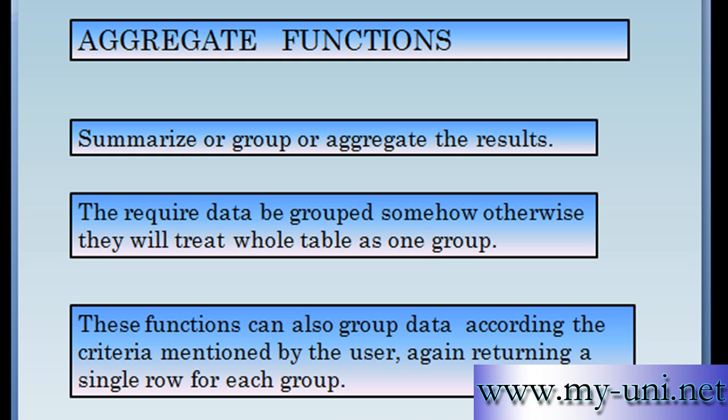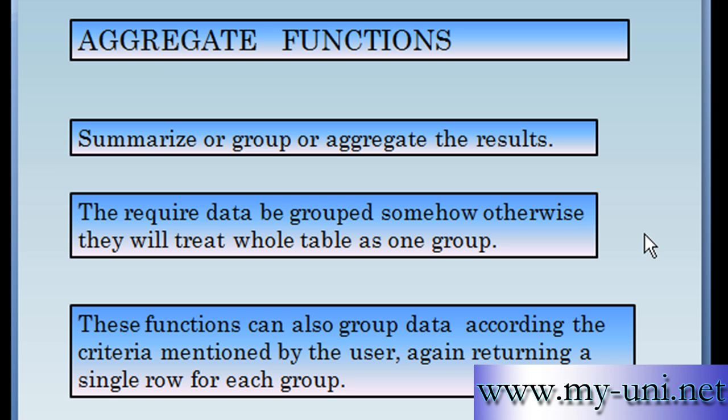So group functions now. Back to group functions or aggregate functions. What these functions do, they summarize or group or aggregate the results, and that's why they're known as group functions. No matter how many rows you have, they have the ability to group data, and they'll decrease the number of rows in a result set. They require data to be grouped as I described somehow, otherwise they'll treat the whole table as one group. So if you're applying the function on the whole table without describing a criteria that can group data somehow, you'll have just one row in front of you as a result set.